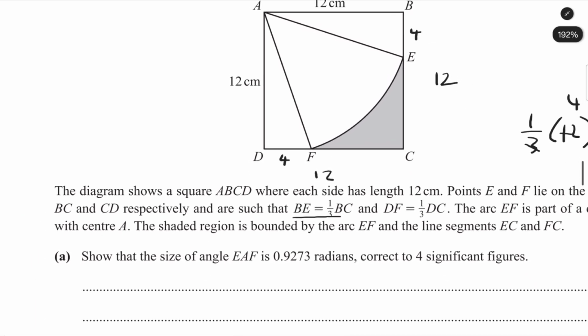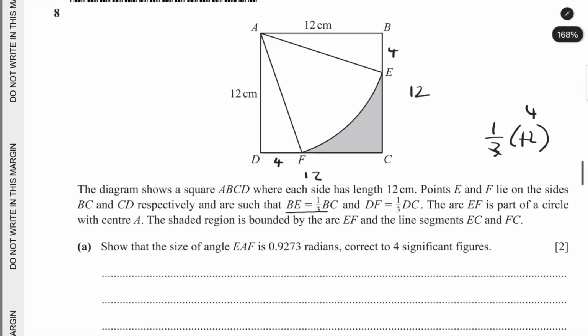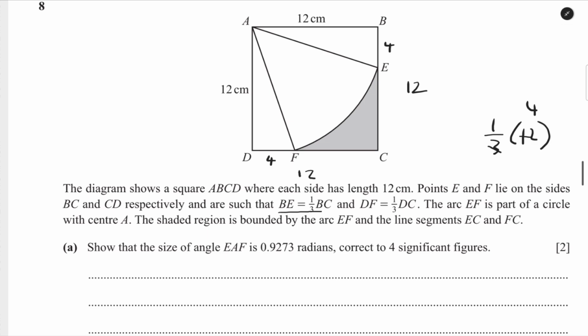The arc EF is part of a circle with center A, right? Meaning this is a radius and this is also a radius, right? And they are both equal. The shaded region is bounded by the arc EF and the line segments EC and FC.